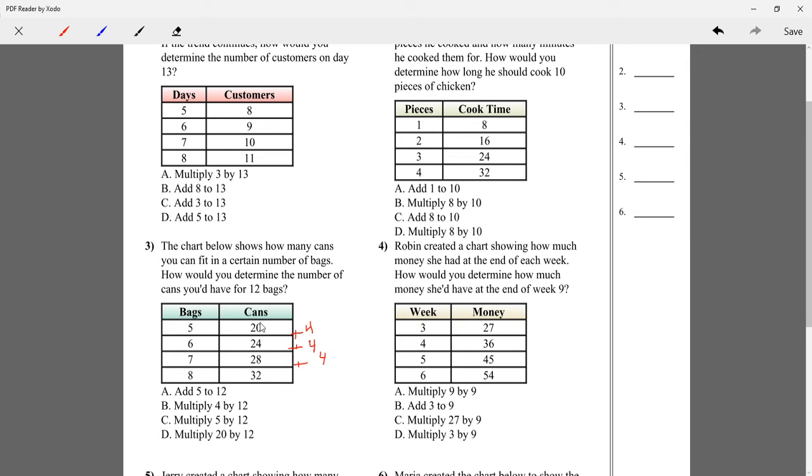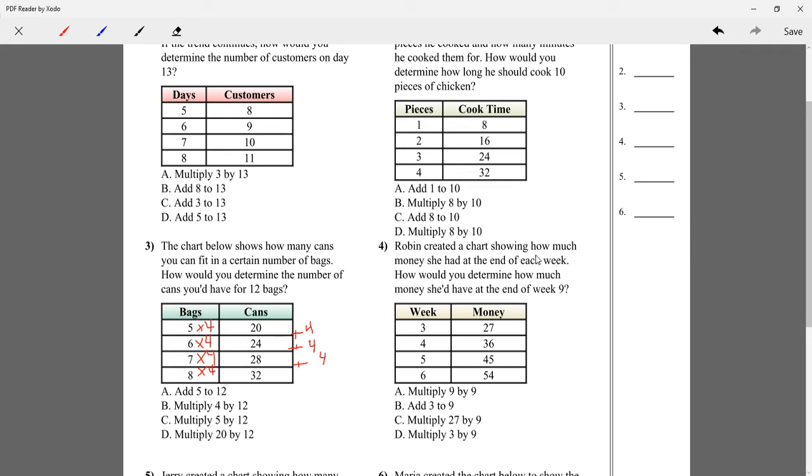So the bags are going up by 1, cans are going up by 4. And it looks like all we're doing is multiplying the amount of bags by 4, right? 5 times 4 is 20, 6 times 4, 24, 7 times 4, 28. So we're just multiplying the amount of bags by 4. So the answer would be, how would you determine the number of cans you'd have for 12 bags? You would just multiply 12 by 4. So the answer would be B.